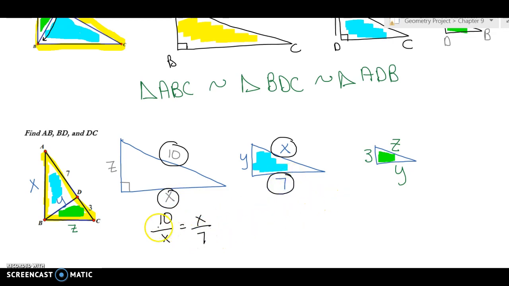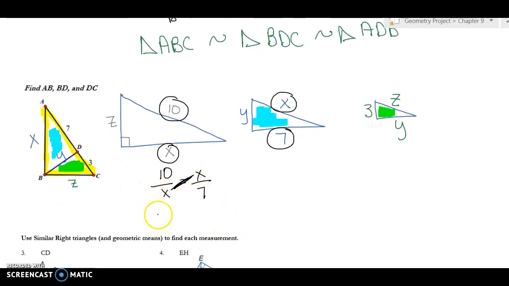Okay, so then when I do this, you cross multiply. This is the only time I like to talk about something as cross multiplying, but I get X times X, which is X squared, and then 10 times 7 is 70. And then to get rid of a square, you square root it, so X is the square root of 70, which is just 7 times 10, so you can't break it down, so that's the answer.